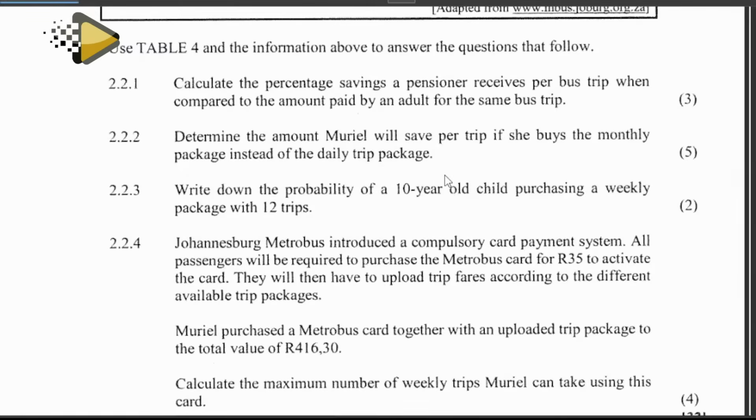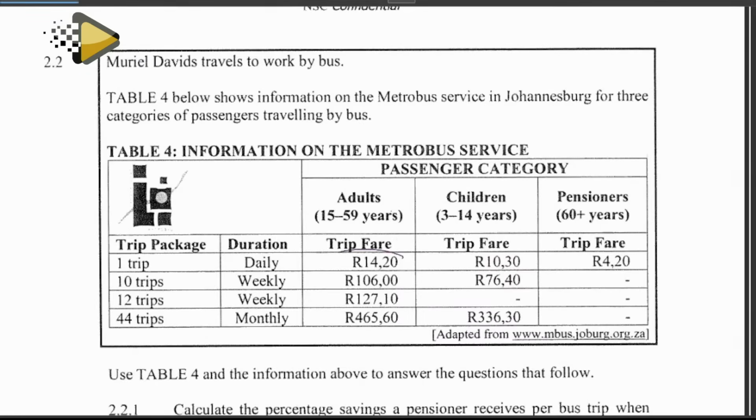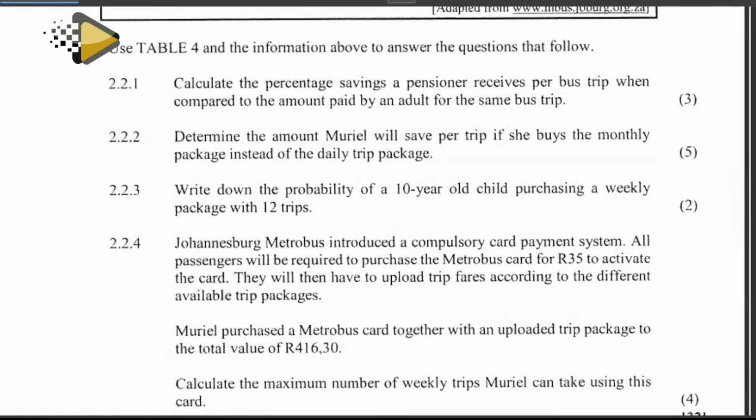First and foremost, you're going to say the savings. What do we mean? We are going to look at this. We're going to see how much she saves, because the pensioner only pays this much. So we need to know the difference. So we are going to say the 14 rands 20 cents minus the 4 rand 20 cents. You get a difference of 10. So how much have they saved? It will be out of 14.20, times 100. We are looking for percentage saving. And this will give us 70.42%.